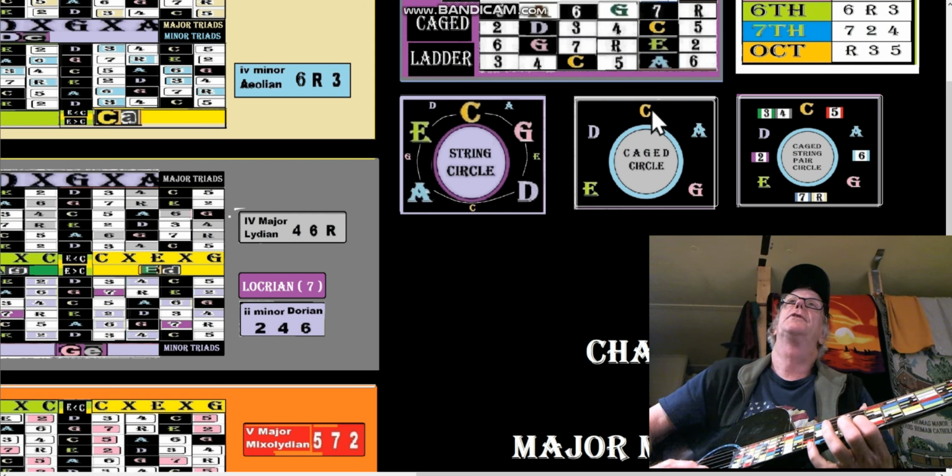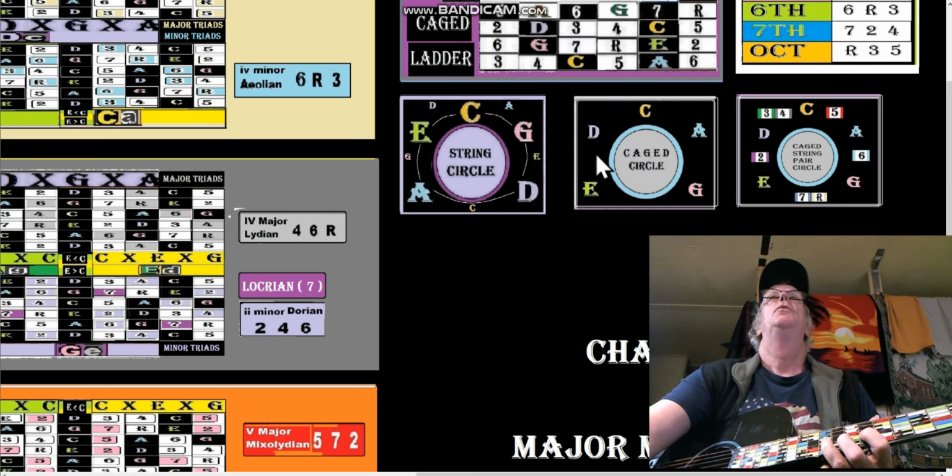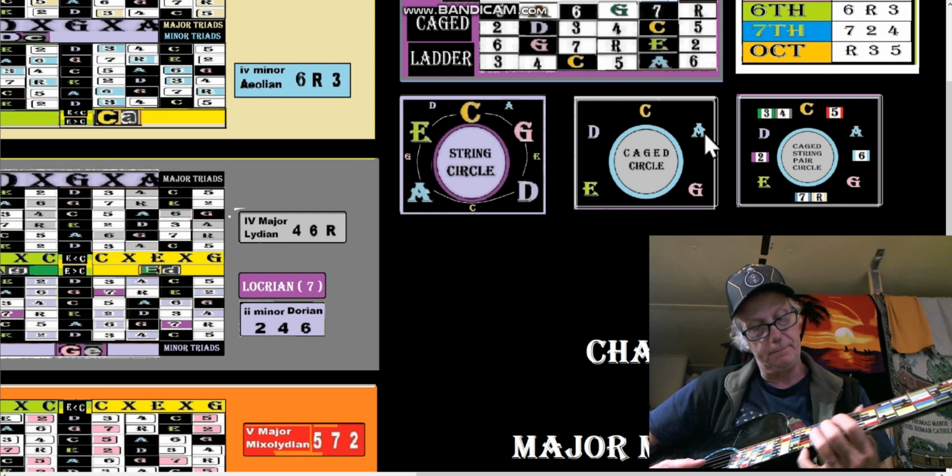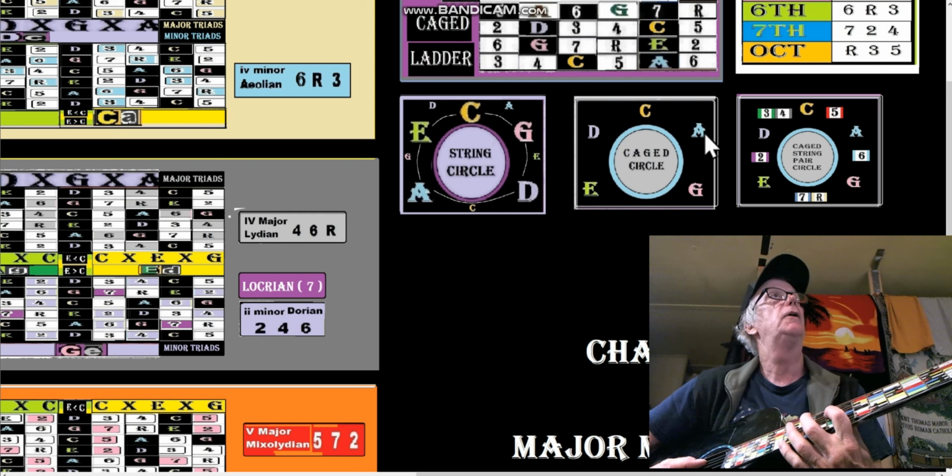Okay, so we start with the E shape here. We're going to go down in a 4th. That means we skip the G shape and go to the A shape. And you fit it in. Just like the S3L, right?